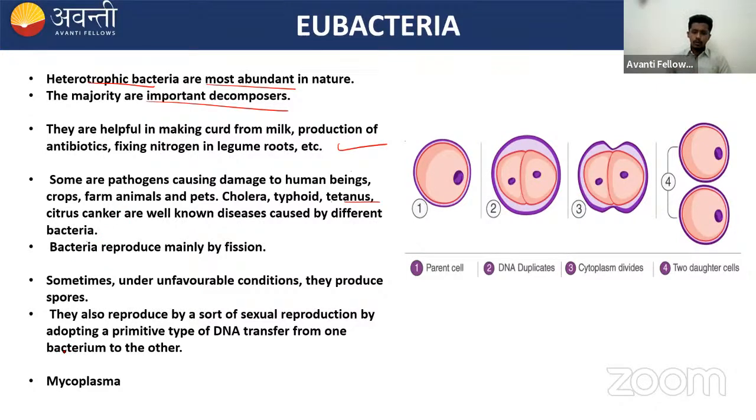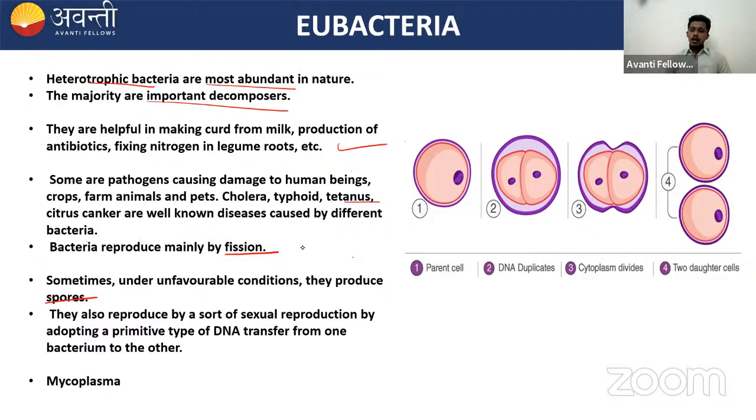Okay, so we know that bacteria can reproduce by one of the major asexual types of reproduction, that is binary fission. Under unfavorable conditions they are known to form endospores, and these endospores help them to survive in extreme conditions. They also undergo a type of sexual reproduction called pseudocopulation. Here it is called conjugation, where the characteristics are exchanged between two different bacteria.